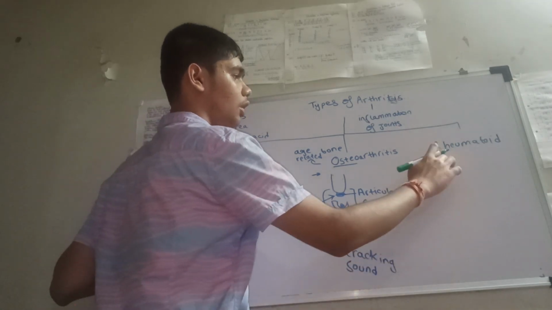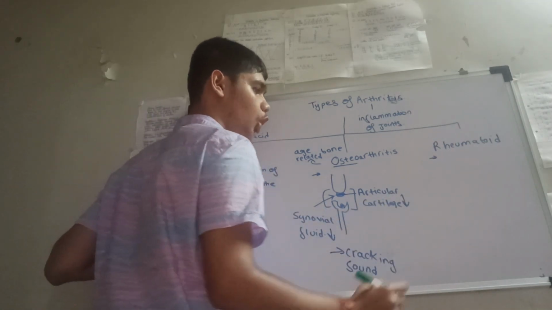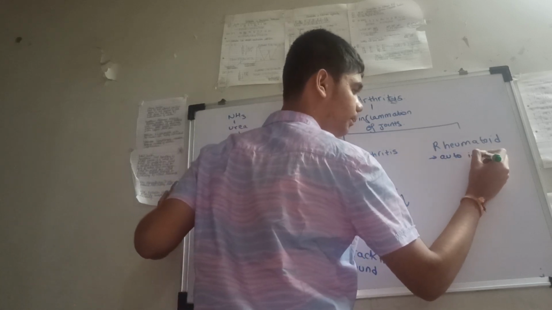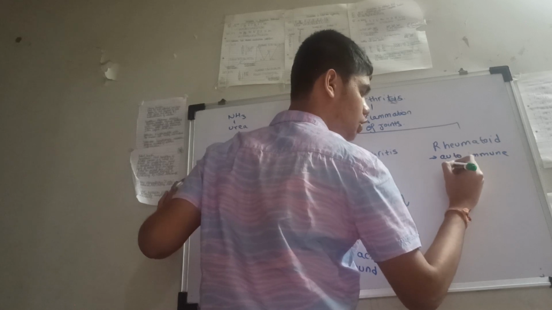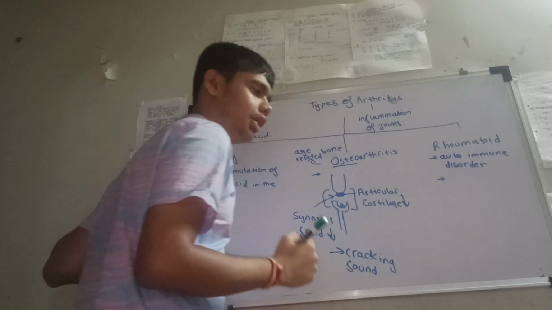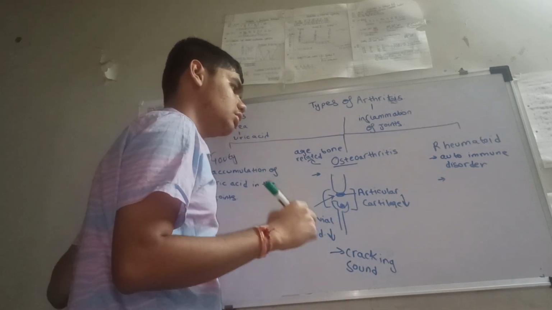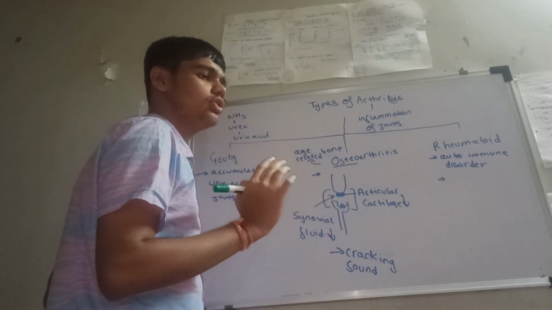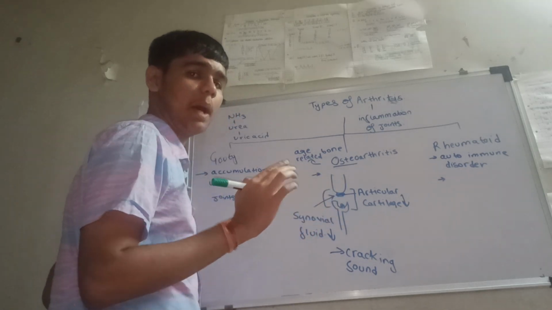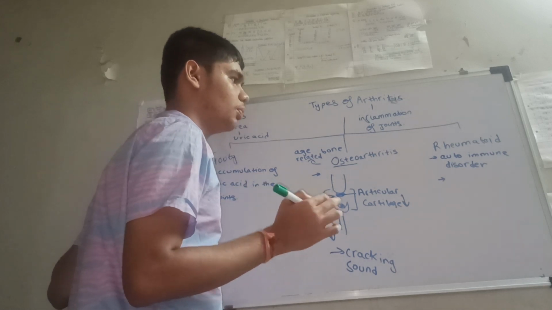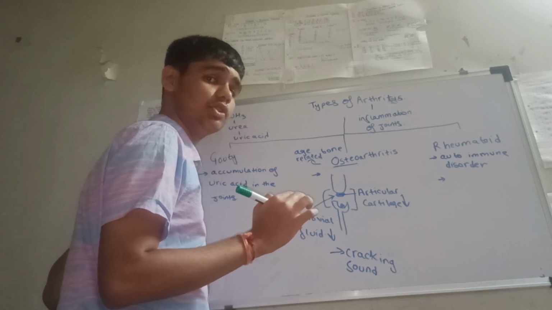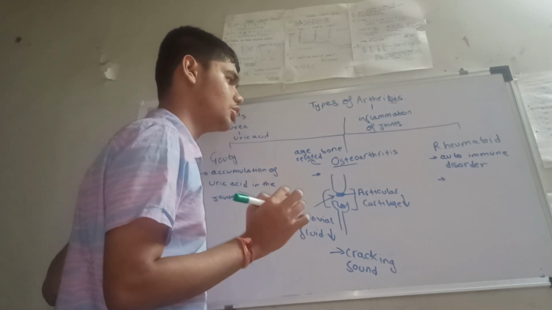Now the rheumatoid arthritis, it is an autoimmune disorder. So it is an autoimmune disorder. Autoimmune means that the body itself produces cells which behave in a reverse manner, and they are harming the body. Like rheumatoid arthritis and myasthenia gravis, which we have studied, these are autoimmune disorders.